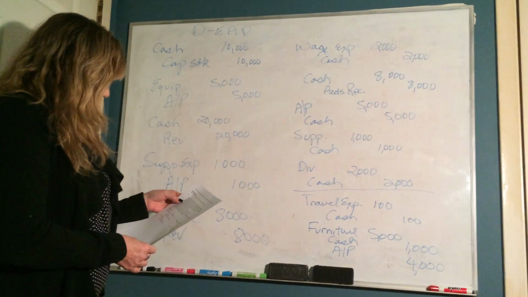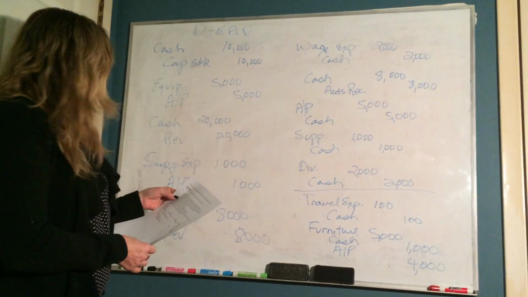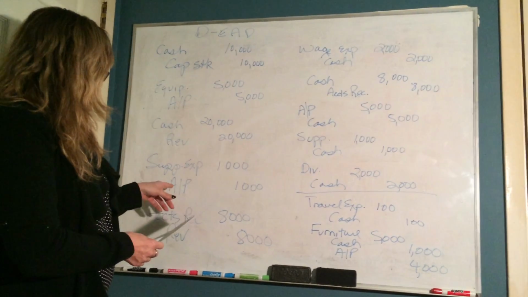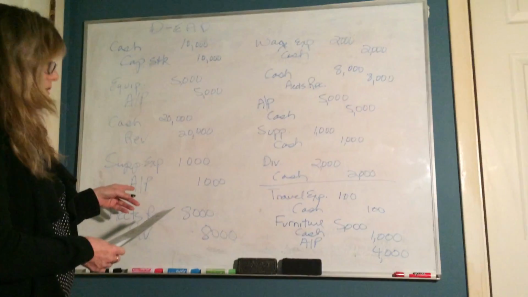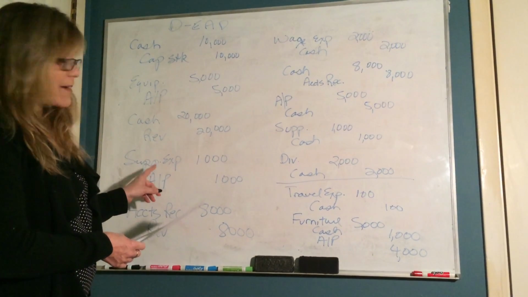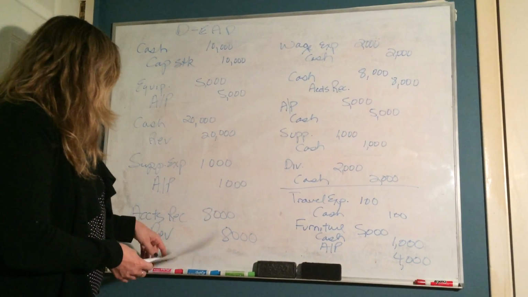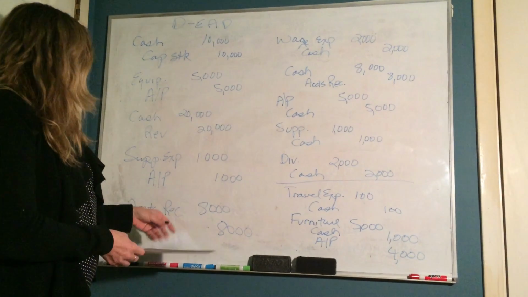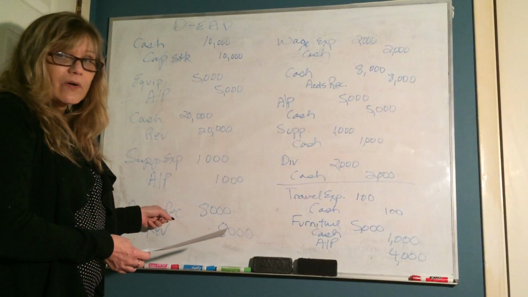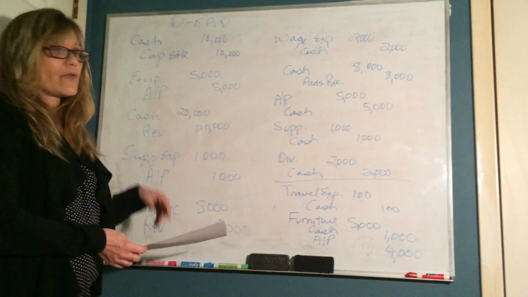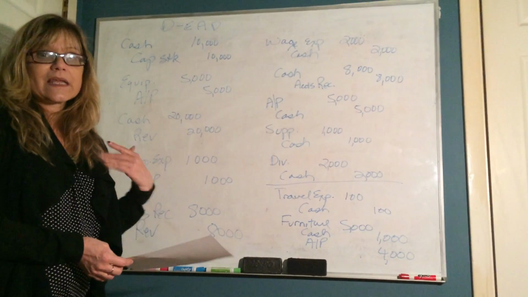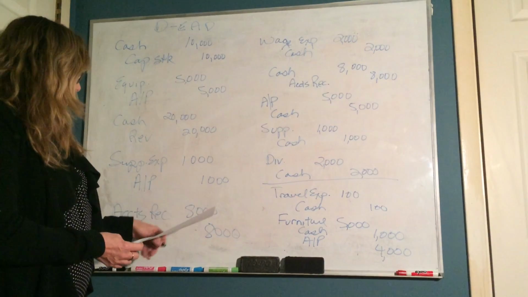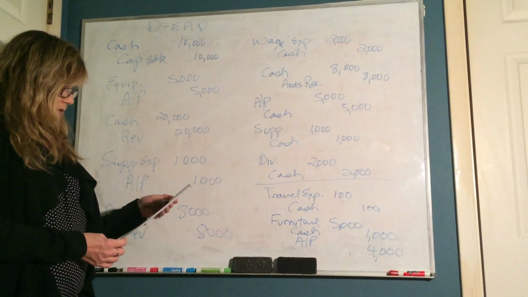Next one, received a bill for construction supplies in the amount of $1,000. And what we have here is supplies expense $1,000 debit, accounts payable $1,000 credit. Next one, provided $8,000 of services on account. We're going to debit accounts receivable for $8,000. That's an asset account. The transaction happened, but the money hasn't changed hands. So it's an account receivable for $8,000. And then we have revenues that we're going to credit for $8,000.